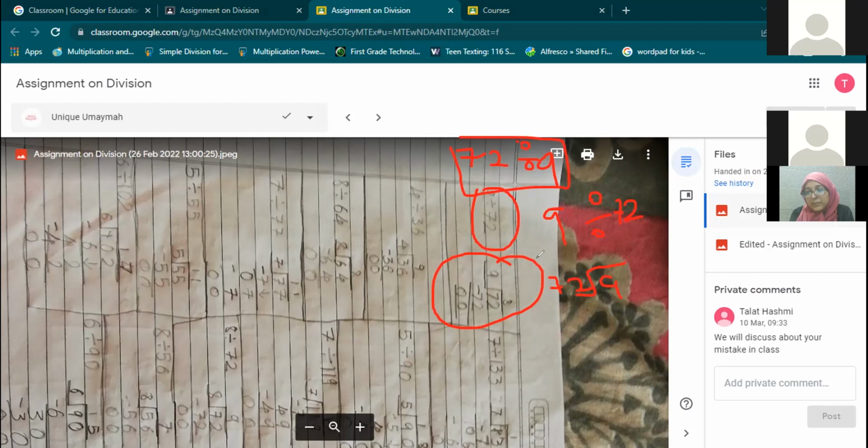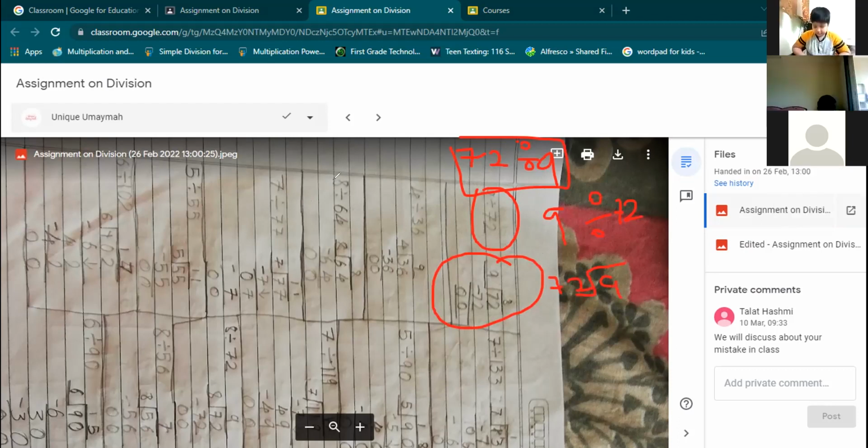Ma'am, I have to write 72 divided by 9. So, ma'am, your task is just to erase all this. Otherwise, you're perfect. Just erase all this, reverse it, and send it to me again. It's quite easy, you just have to erase. The answer is correct. The sums are correct.